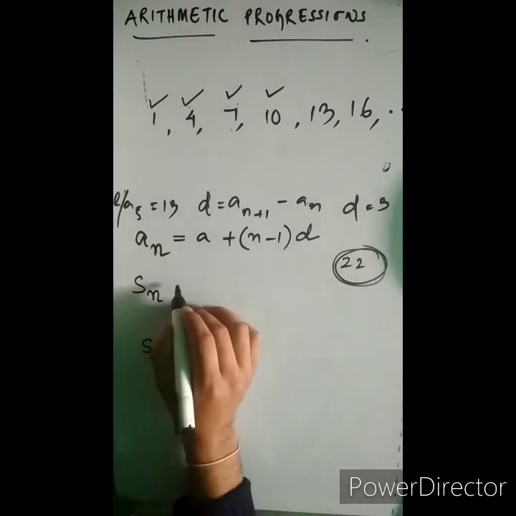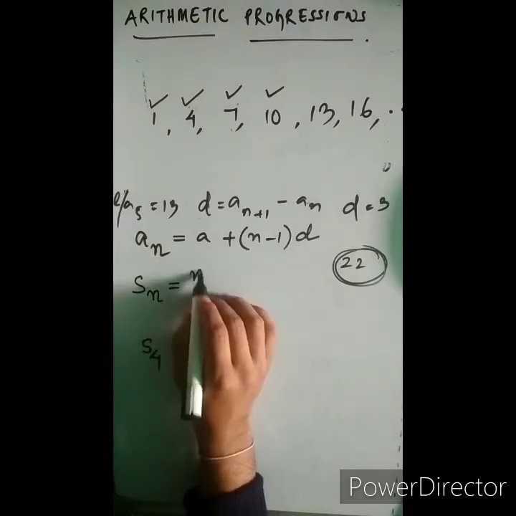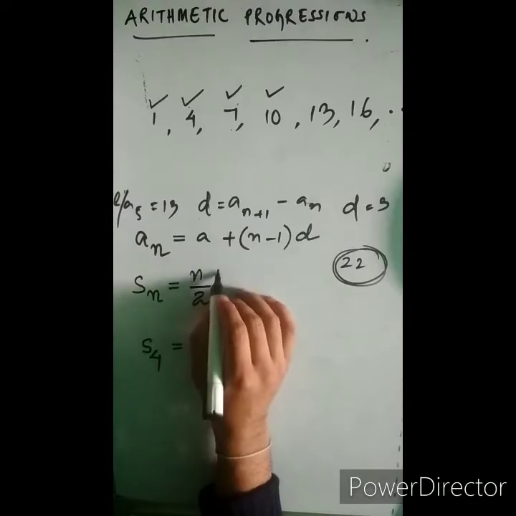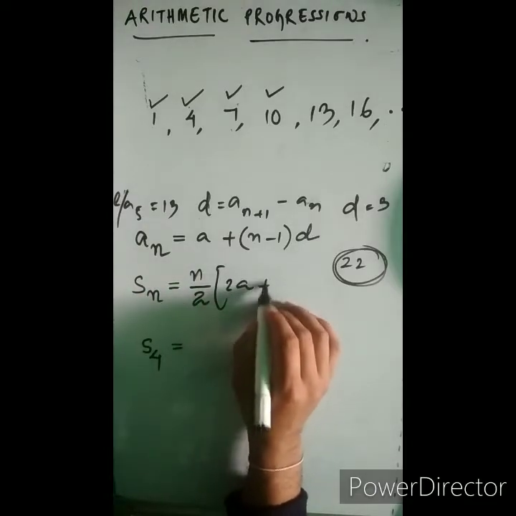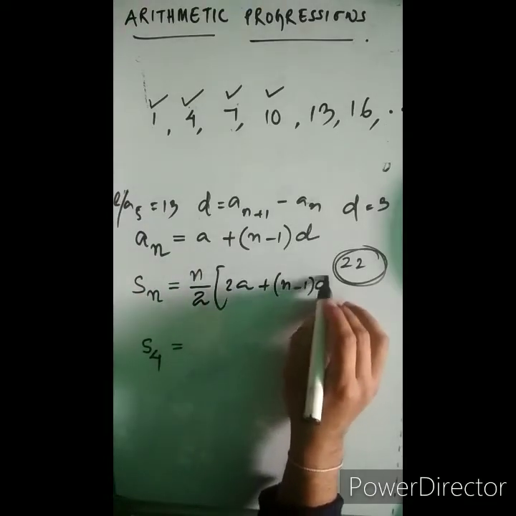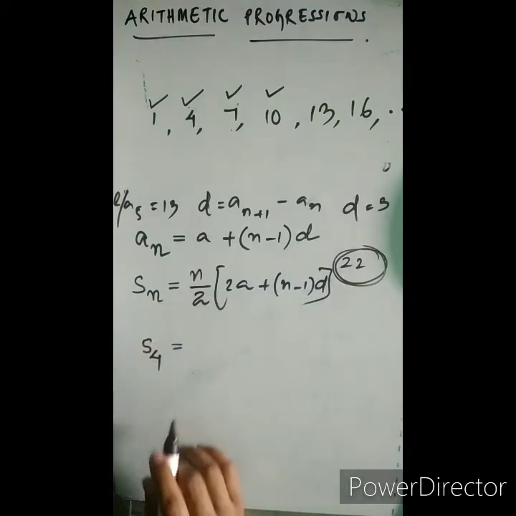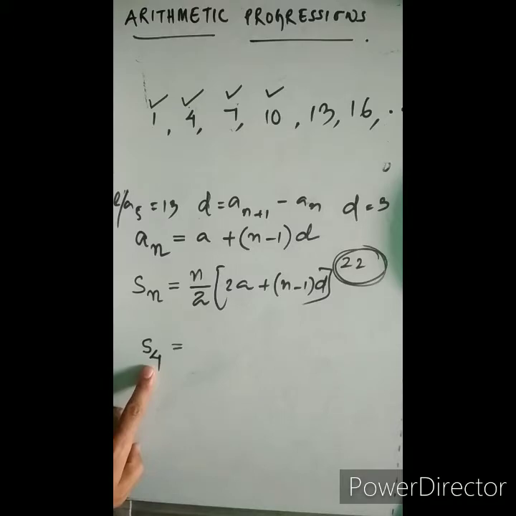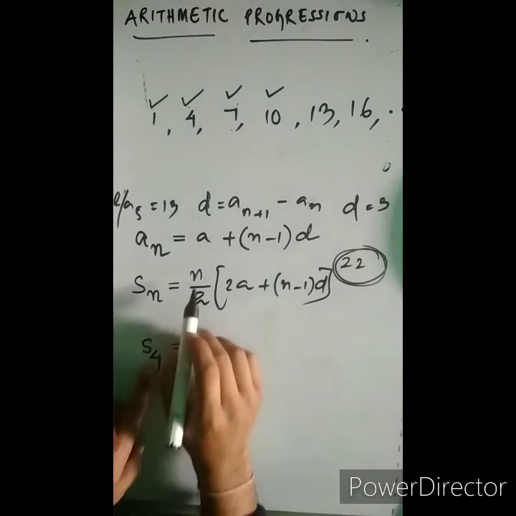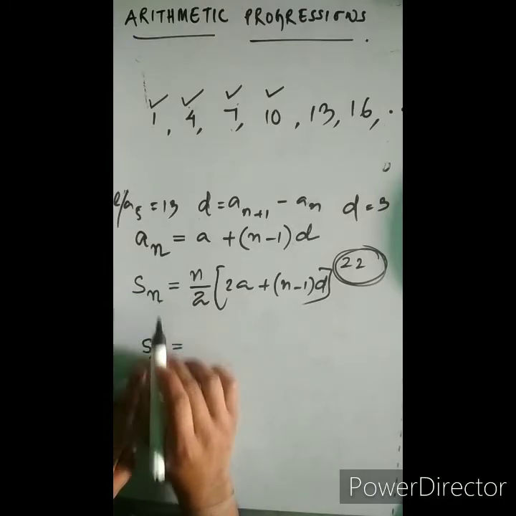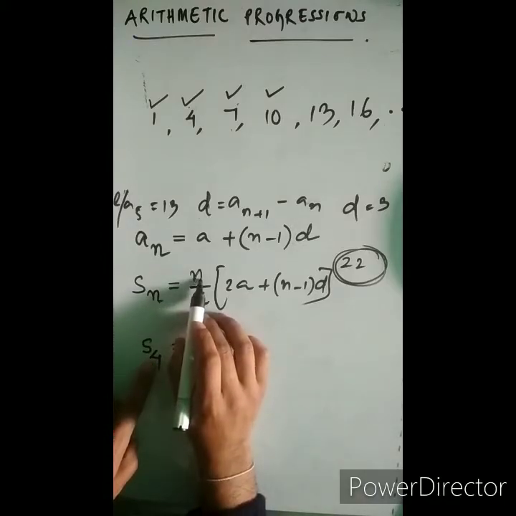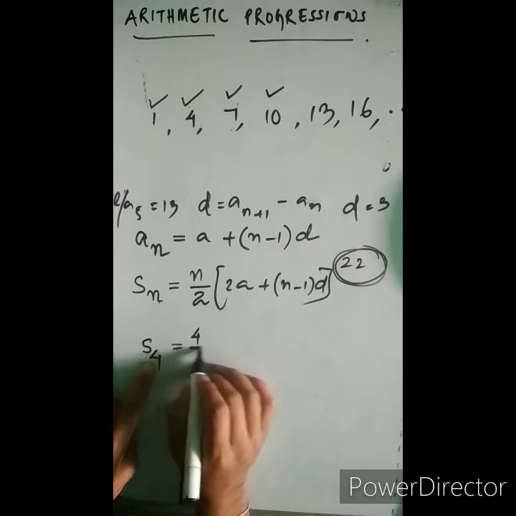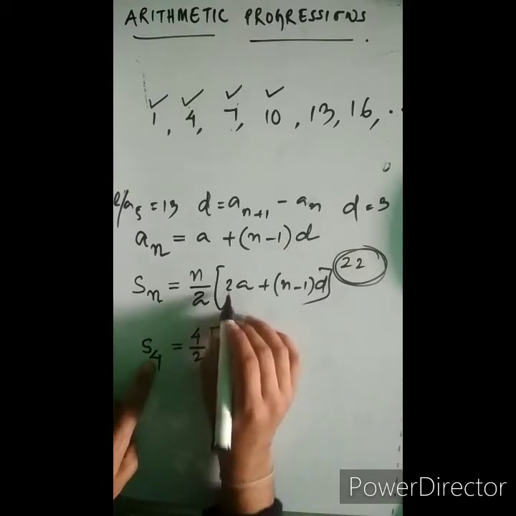So I'll give the formula here. n by 2, twice a plus (n minus 1) whole d. So when I say S4, it means the sum of the first 4 terms. So when I take n as 4, this n also will be taken as 4. So 4 by 2, 2.